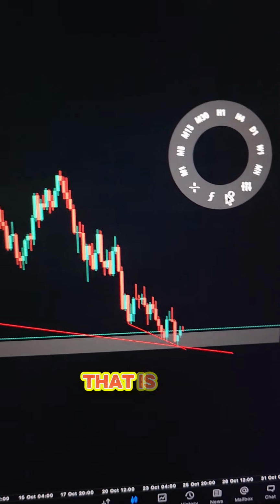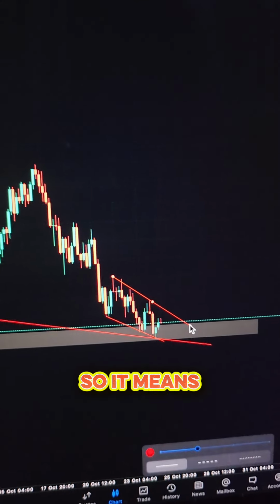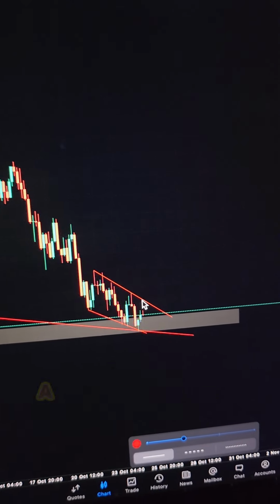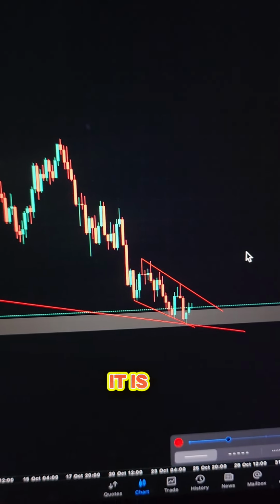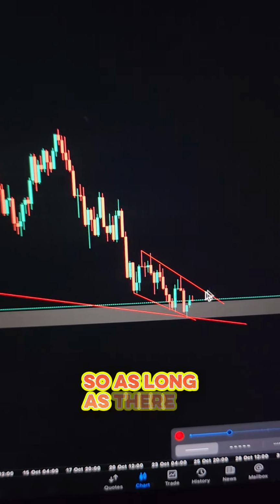So we can then identify another area of confluence, that is the resistance line at the top, that is connecting all the lower highs. So it means that if the market is creating lower lows and lower highs, it is in a channel of a downtrend, right? You must always remember that. You must always know that whenever the market is creating lower lows and lower highs, it is in a downtrend until it does a change of character. So as long as there is no change of character, the market is still in a downtrend, right?